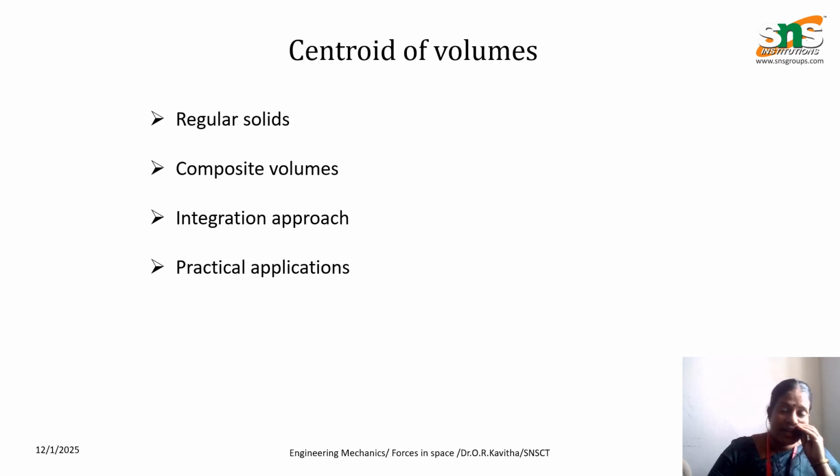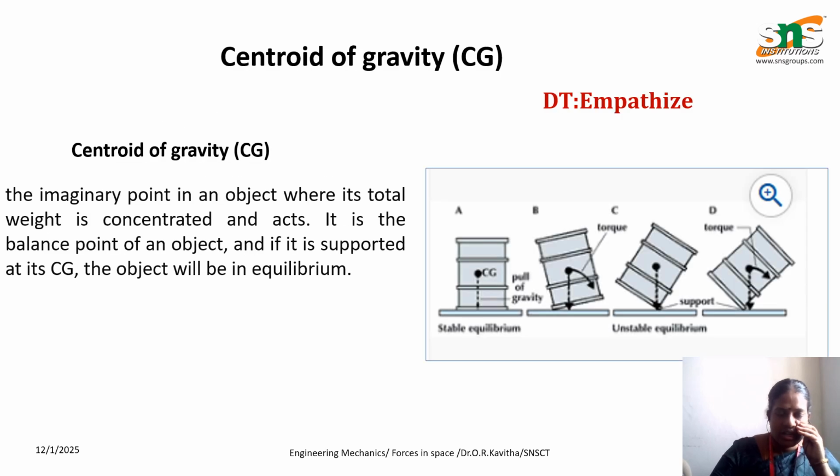So the next one is the centroid of volumes. If it is a 2D picture, by using the centroid of the area, we can find the moment of inertia. If it is 3D, we have to find the centroid of the volumes. So here all these approaches are given. And next we will see about the center of gravity.